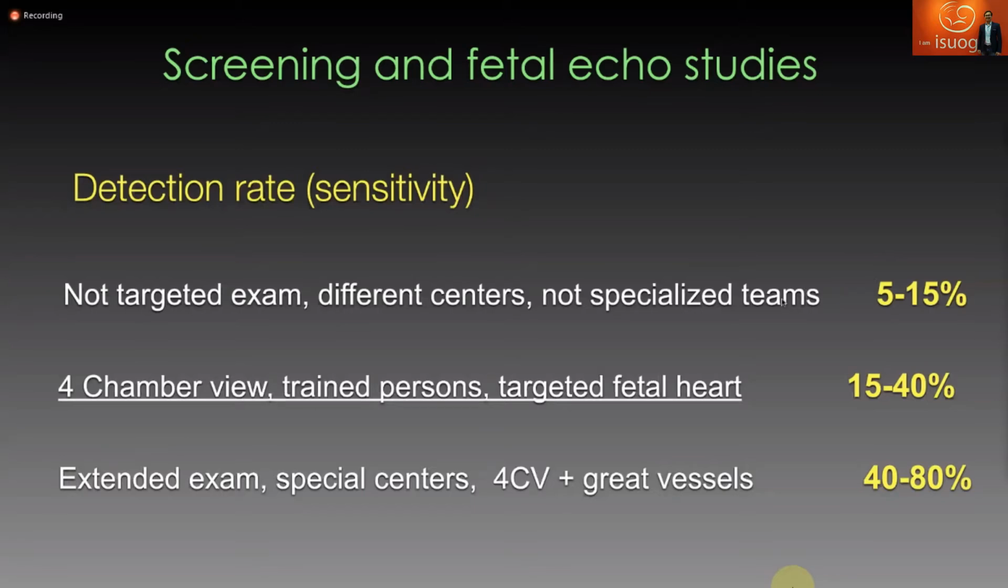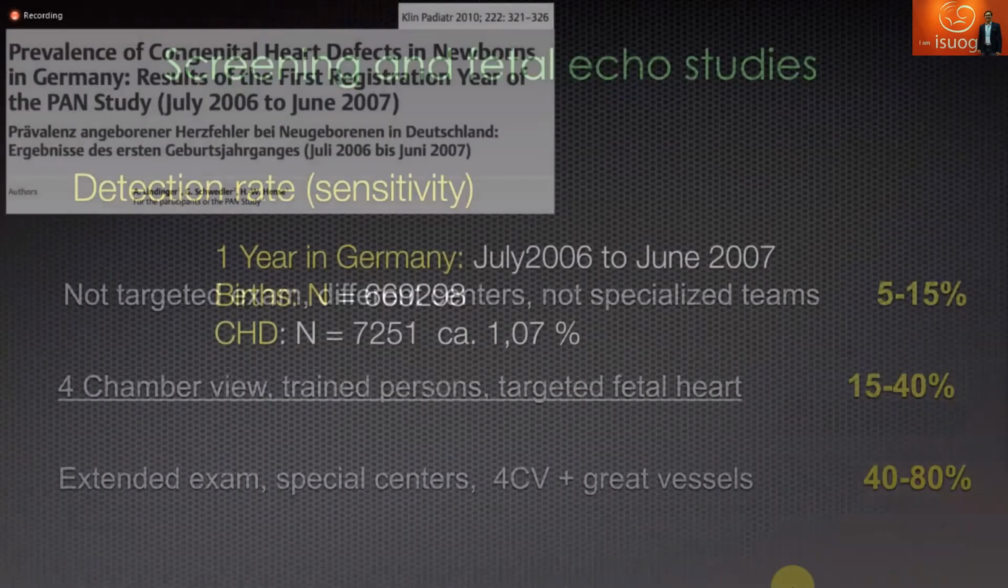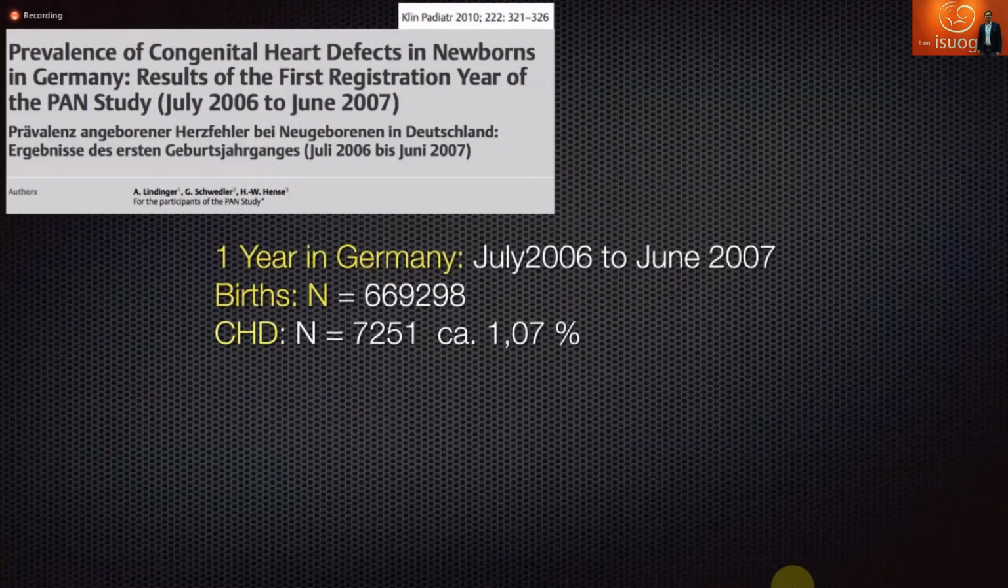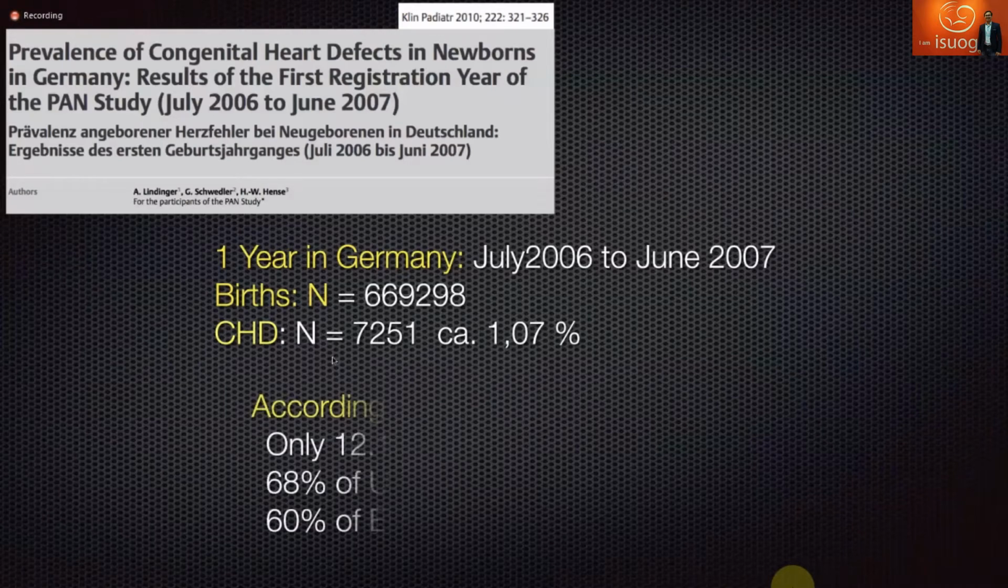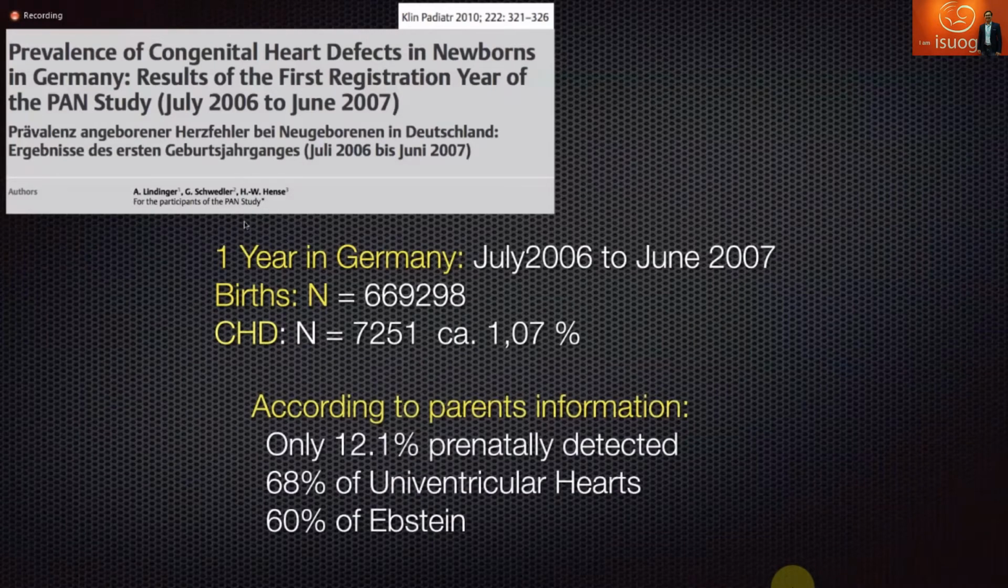And for the first group, the no targeted exam, look at the data from Germany. This is a pediatric cardiology study. They analyzed the years 2006 to 2007, almost 700,000 births. We see that the heart anomalies were 7,000, which is 1%, 10 out of 1,000, and according to the parents' information, only 12% were detected prenatally.